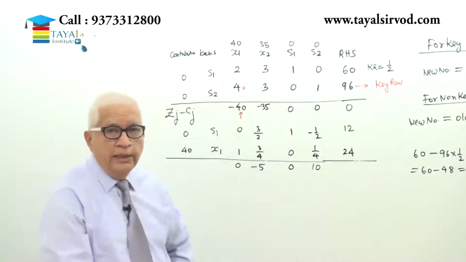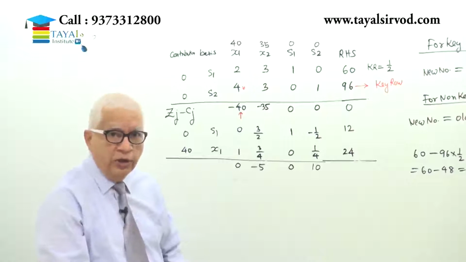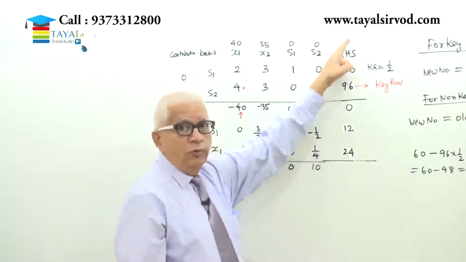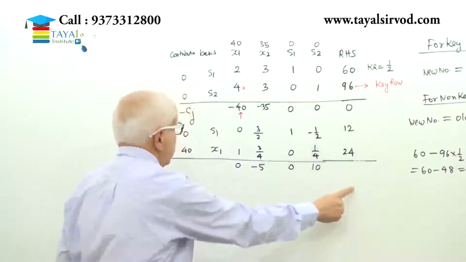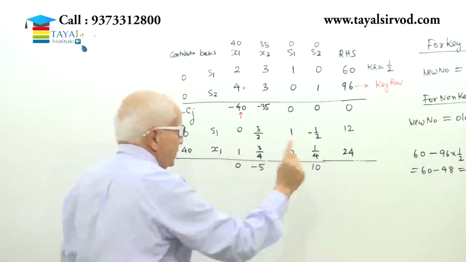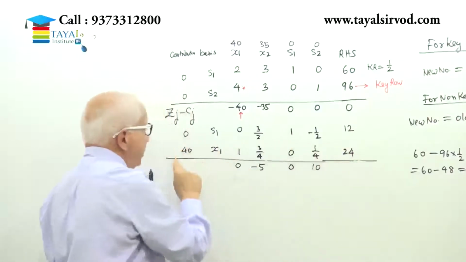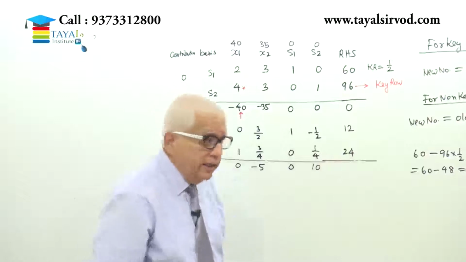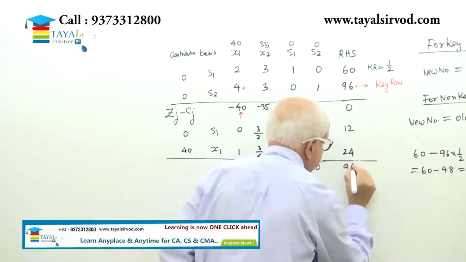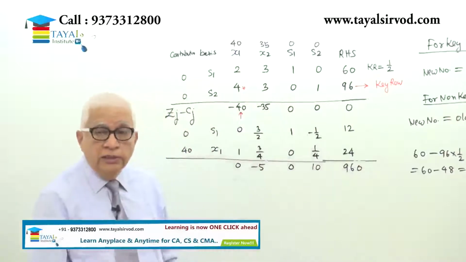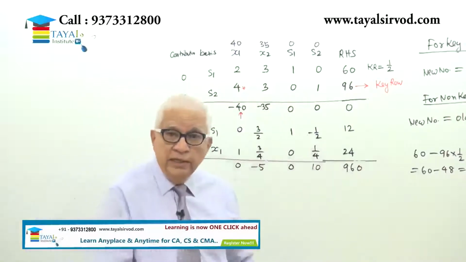Okay. Next, the last number is calculated exactly in the same manner, except that there is nothing at the top over here. So how do you calculate the number? 12 multiplied by 0 plus 24 multiplied by 40. What is 24 multiplied by 40? 960. 24 into 4 is 96. There is a 0, so this is 960.